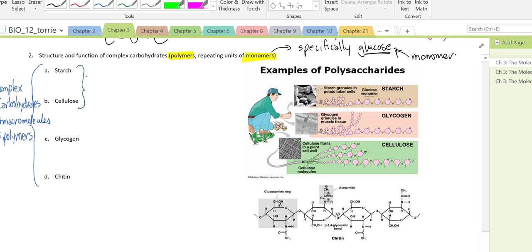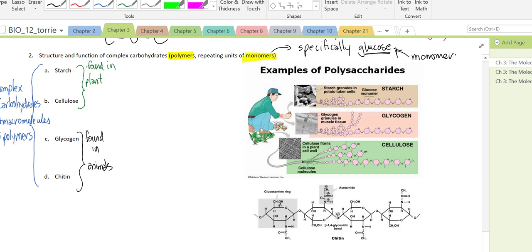These two are plant, so found in plants. And these bottom two are found in animals. But what's interesting is each has one that plays a role with respect to the storage of energy, and each has one that plays a role in structural aspects of a cell, or of an organism.